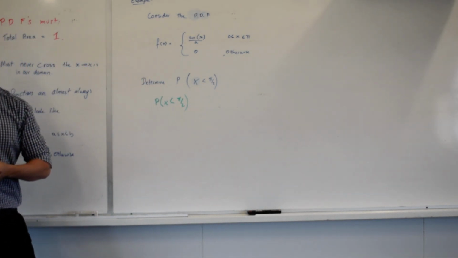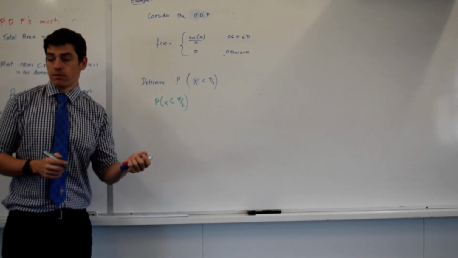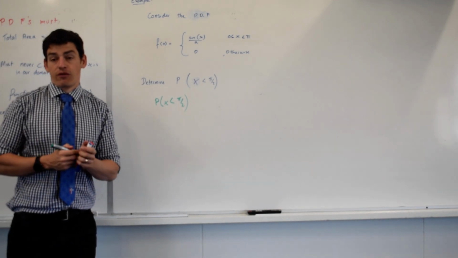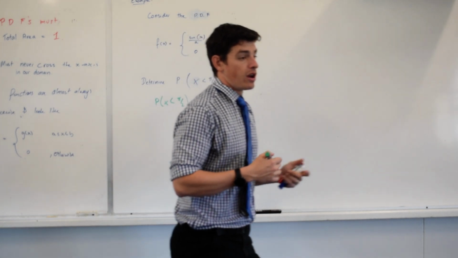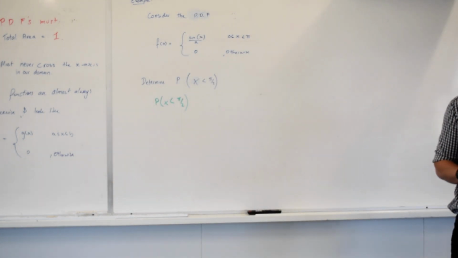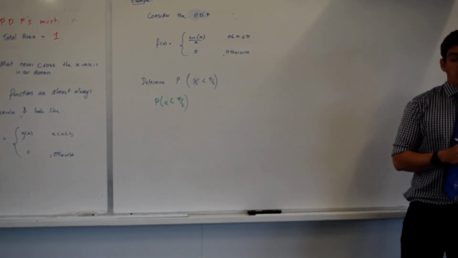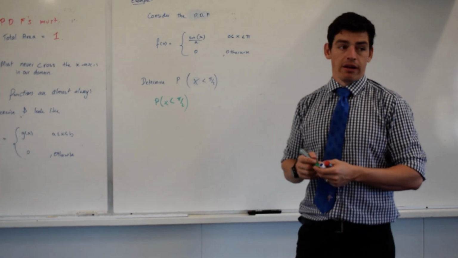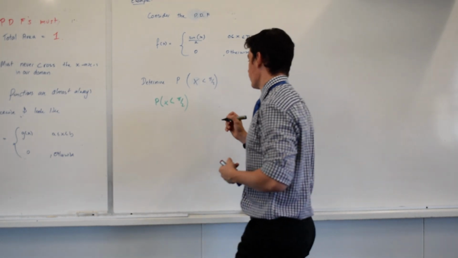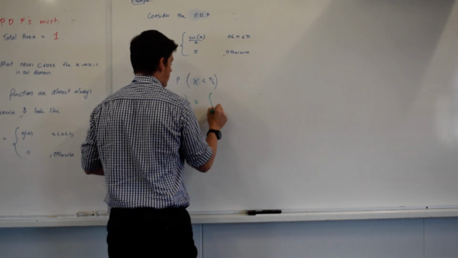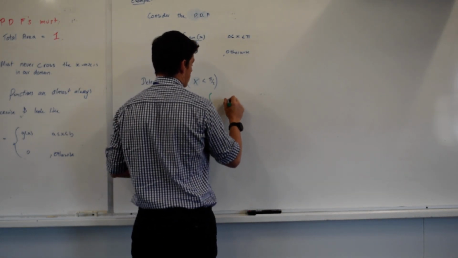Because the probability of x equaling pi/2 is always 0, so it doesn't matter if we add it or not. Cool? So we don't have to be as precise with our equal signs when we're dealing with continuous data. When we're dealing with discrete data, do our equal signs matter? Absolutely. So we integrate this between, I'll leave that up for you to decide.